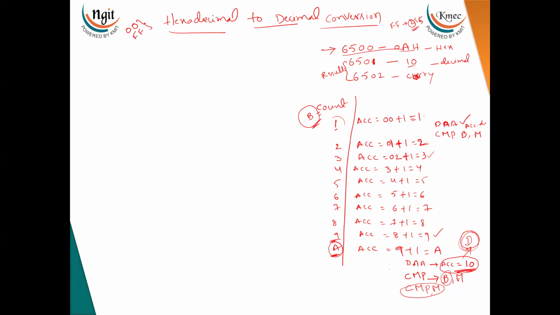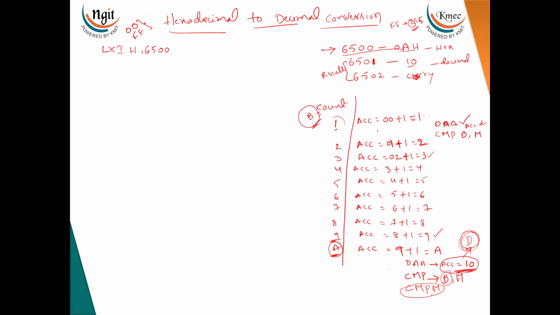Now this is the analysis for the hexadecimal to decimal conversion. Now we need to write the program for this one. For that, initially I have to initialize the HL pair with 6500. For that, LXI H, 6500.